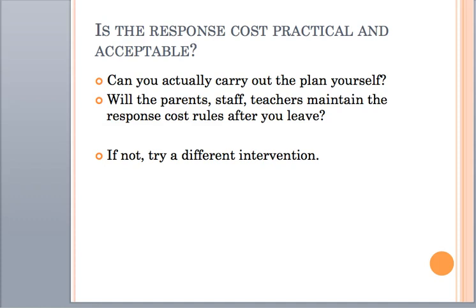There are lots of things that we can do. Timeout and response costs are options for certain kinds of behaviors. But there are circumstances under which either you can't gain control over the reinforcers, or you will be expecting to leave this treatment program behind when you leave, and if you can't get buy-in from teachers or staff or parents, then those particular components may not work. You may need to try something else.